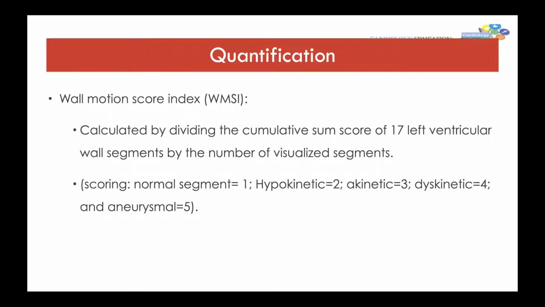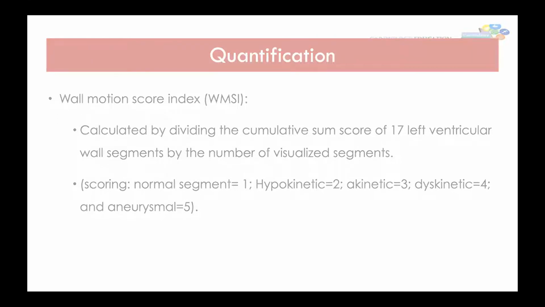As we all know, you can give a wall motion score index, as we do at rest: normal segment 1, hypokinetic 2, akinetic 3, dyskinetic 4, and aneurysmal 5. And then you calculate the wall motion score index at each stage. And if you have an improvement, then your score will decrease. So the more the decrease in the wall motion score index, the more viable myocardium you have.